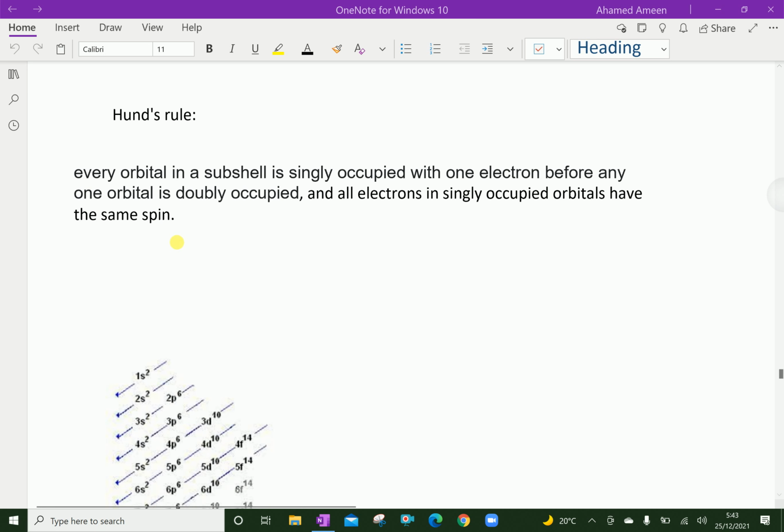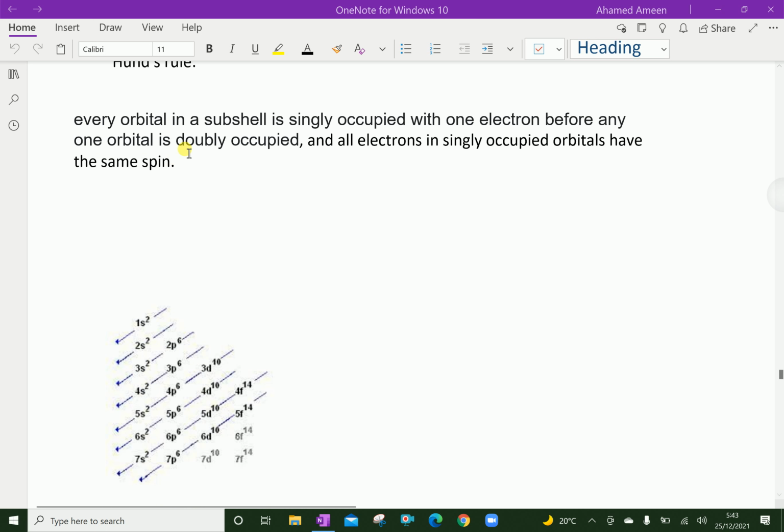Next one, Hund's rule. Every orbital in a subshell is singly occupied with one electron before any one orbital is doubly occupied, and all electrons in singly occupied orbitals have the same spin.